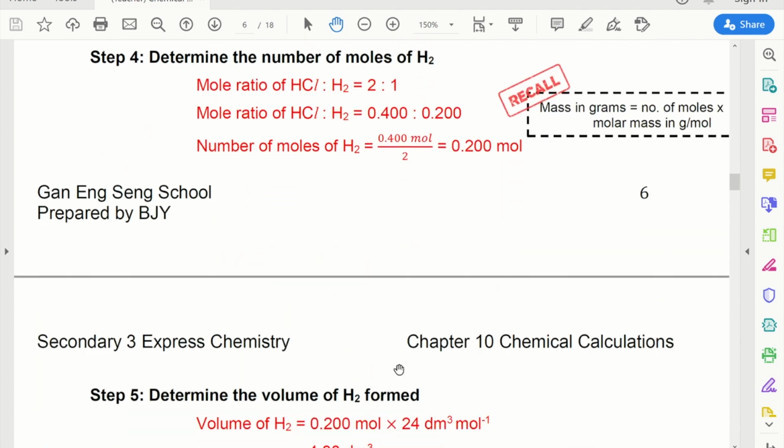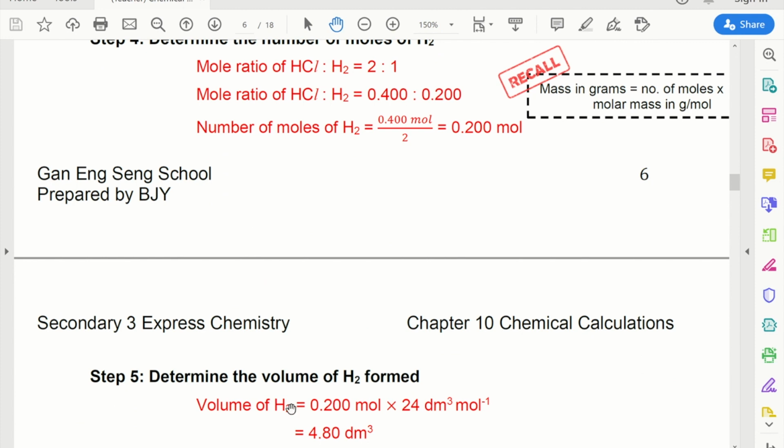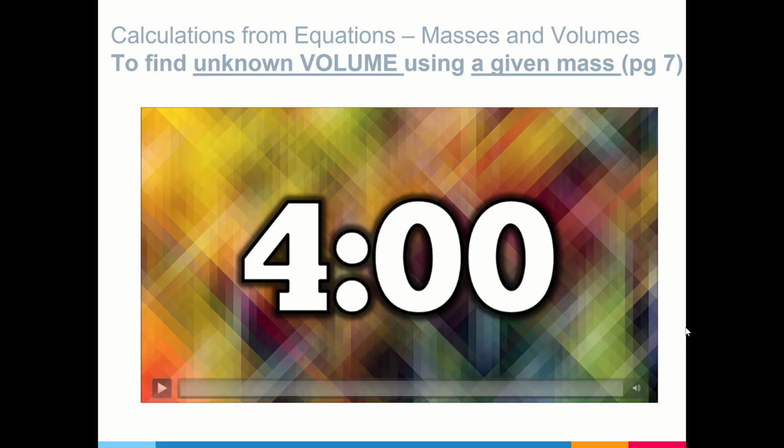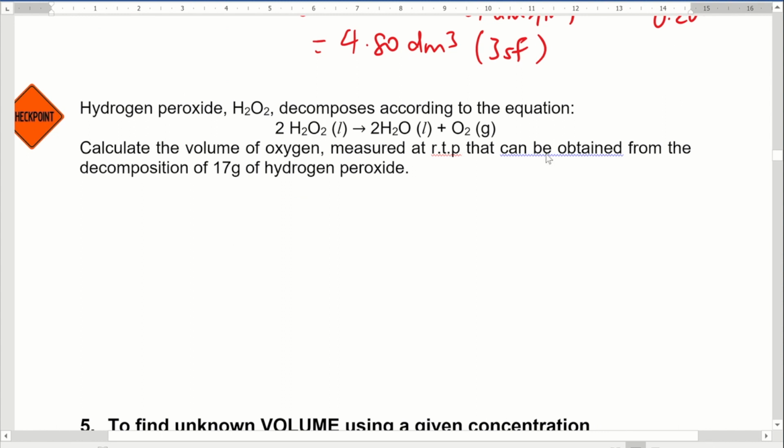And then the last part is to calculate the volume. 1 mole of gas is 24 dm cube. So 0.2 moles of gas will be 4.8 dm cube to 3 SF. So this is how I calculate. Likewise, I would like you to try the checkpoint question on page 7, using given mass to find unknown volume. Pause the video and complete it.